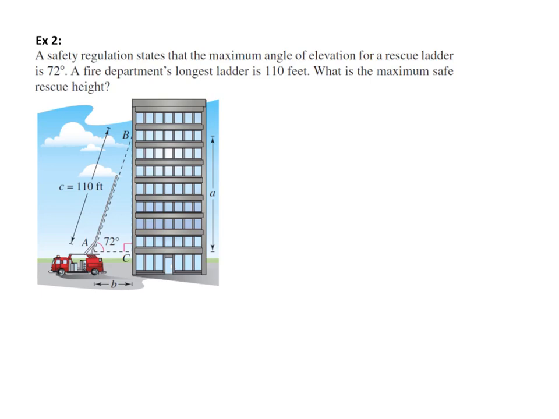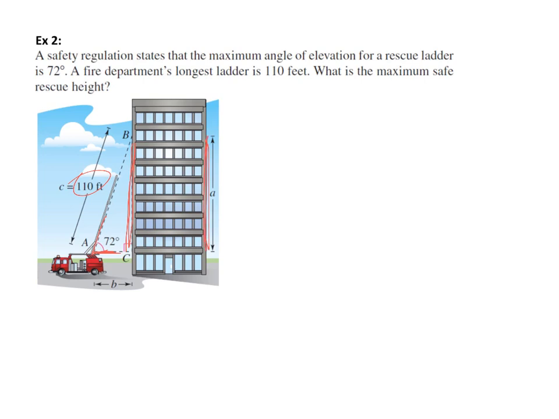We have a building. Safety regulation states the maximum angle of elevation for a rescue ladder is 72 degrees, angle of elevation. The fire department's longest ladder is 110 feet. What is the maximum safe rescue height? They're asking you to figure out this height, or in other words, figure out A.